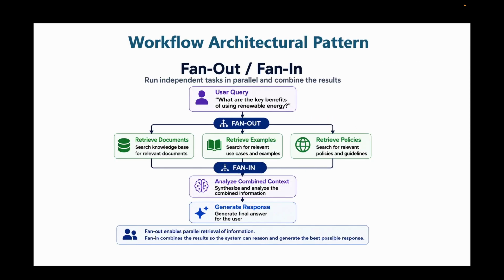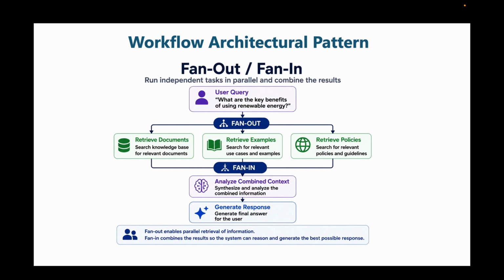One common architectural pattern that you will see in enterprise AI systems is fan out and fan in. Fan out is splitting the work into multiple independent tasks that can be run in parallel. In this example, the user asks a question about renewable energy. Rather than performing a single search, the workflow fans out three retrieval tasks for searching enterprise documents, relevant examples, and companies' policies or guidelines.